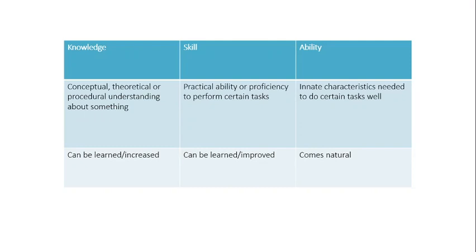So just to reiterate the meanings of these three terms, firstly, knowledge is the conceptual, theoretical, or procedural understanding about something. Skill is the practical ability or proficiency to perform certain tasks. And lastly, ability is the innate characteristics needed to perform certain tasks well. And looking at the last row, we can see that knowledge can be learned or increased, and skills can also be learned or improved, but abilities usually come natural to a person.